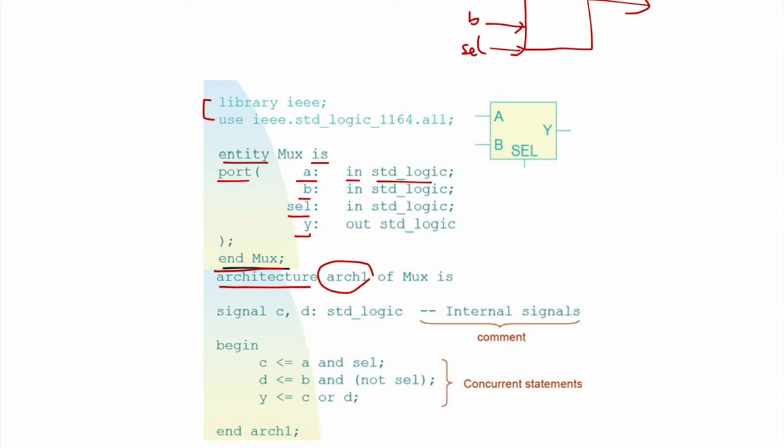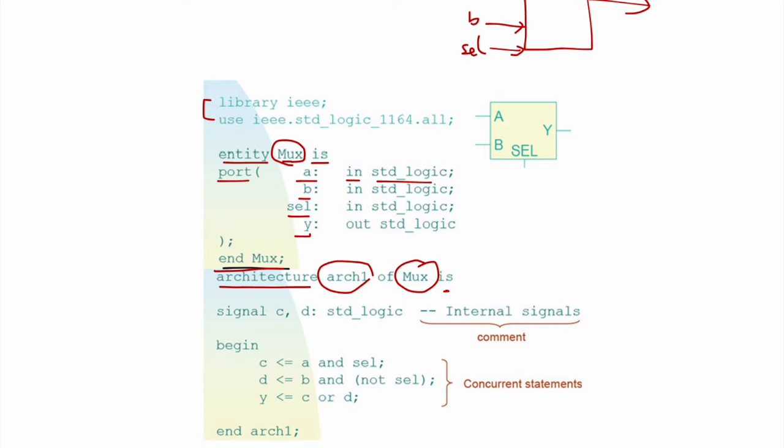Again, that's user selected. I'm just going to use the convention of circle for that. So we have the architecture name, the architecture of this particular multiplexer. The architecture of the MUX is, and we will choose what goes into it. At this point, we've entered the black box and we're about to describe it.